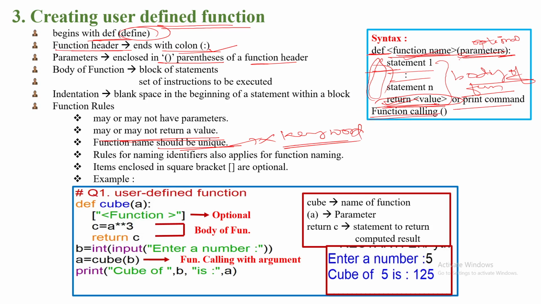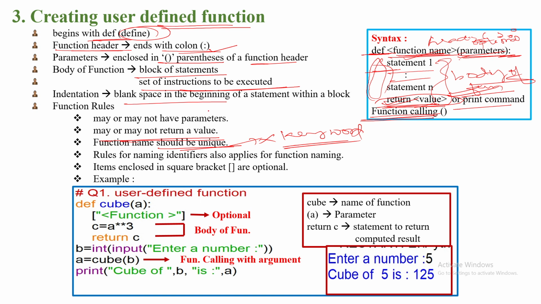So first define the function with the function name and then the colon header. This is called the function header, with the colon, and then the body of the statements, which depends on the user requirements, and then afterwards we call the function. The return statement also comes in the body of the function. The body of the function is called a block of statements, or set of instructions to be executed.